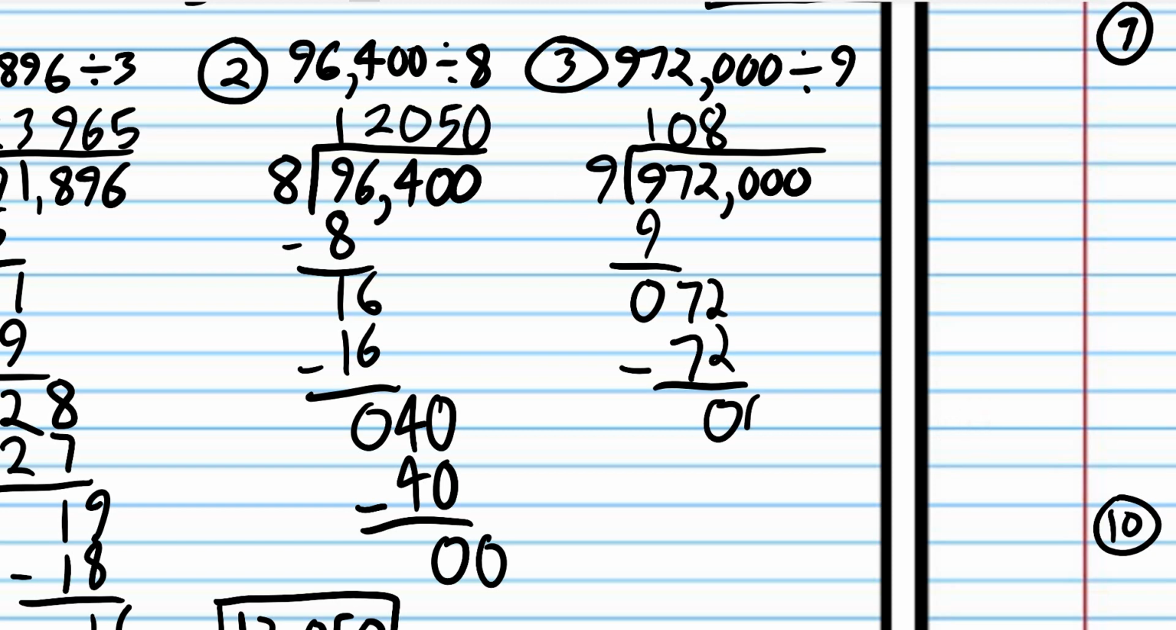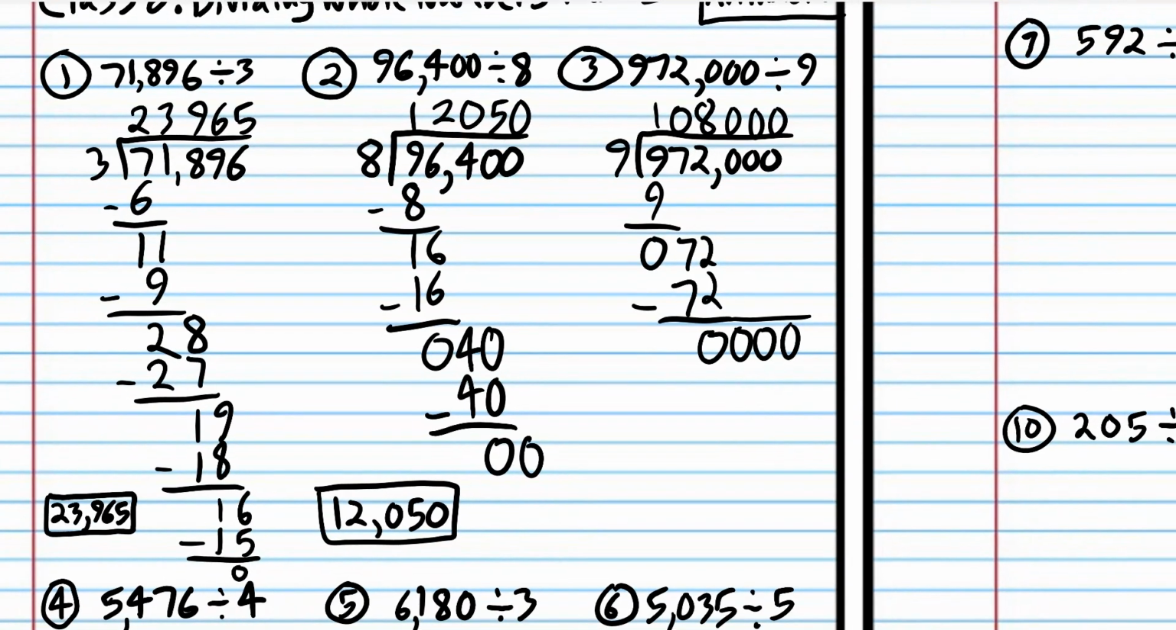As always, bring down the next number. 9 doesn't go into 0, so we got to put a 0. As always, bring down the next number. 9 doesn't go into 0 still, so we put another 0. And finally, bring down the last 0. And 9 still doesn't go in, so we put another 0. All right, so we had to put 3 zeros there, and our final solution is 108,000.